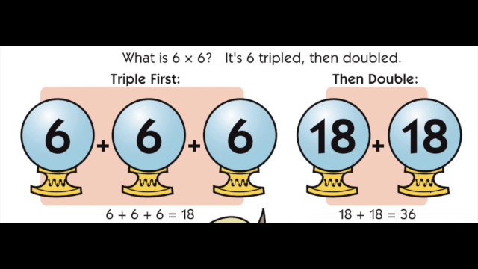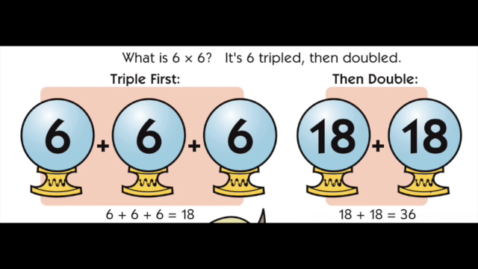So triple first. 6 plus 6 plus 6 gets us 18. And then we double that number. 18 plus 18 equals 36. Now maybe that strategy clicked for you, but I'll be honest, as a learner, that one didn't really match my brain. That didn't match my thinking. So I'm hoping this next strategy might click for you too.